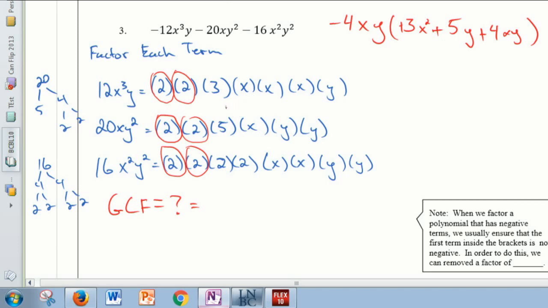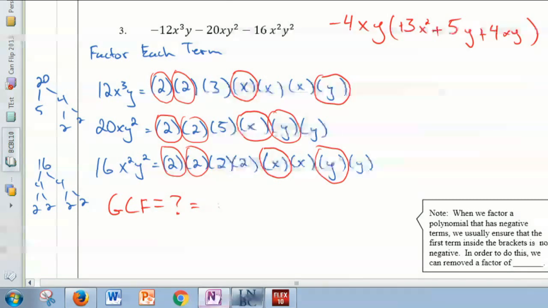What about x's? I see that this one has 1x here. This one has 1x here. This one has 1x here. What about y's? Do they all have a y? Yes, they do. This guy has a y. This guy has a y. This guy has a y. Did I miss anything that was common to all of them? Is there anything else that all three of them have? I see I have some extra x's up in my first term that I don't have here, so I can't include that. So it looks like it's 2 times 2 times x times y.